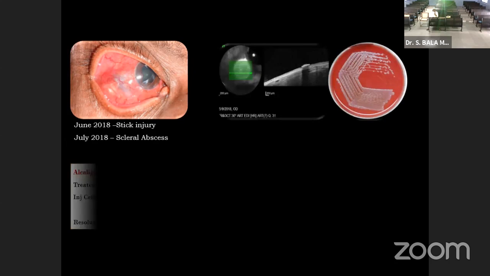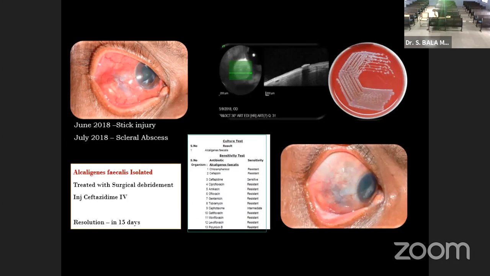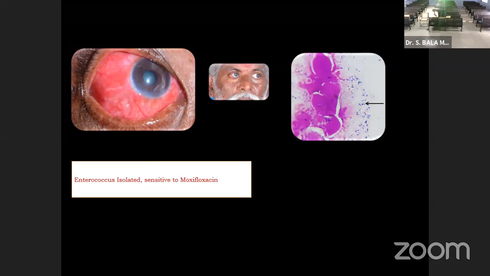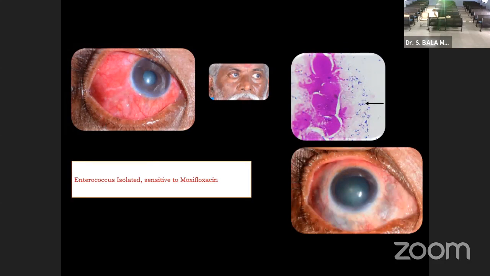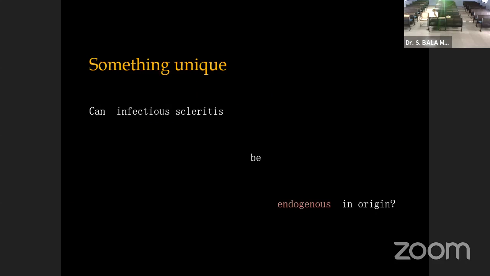And this is another case where with stick injury, the organism identified was Alcaligenes. And we were also able to see few other organisms like Enterococcus, like in this case. And there is marked improvement when we give an appropriate treatment like moxifloxacin.